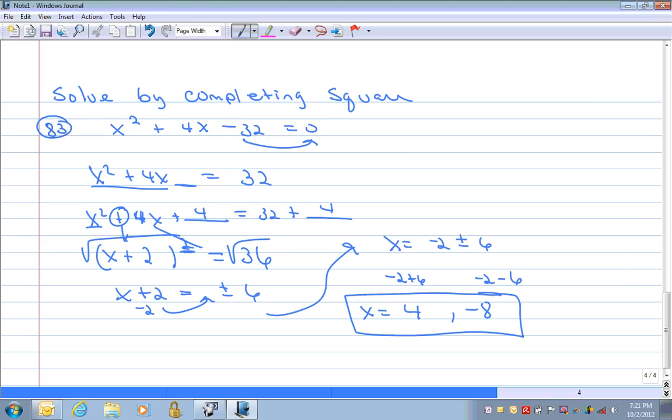All right, we're going to do one more completing the square. This is a little more difficult because it has a coefficient. You really need to focus on this in class tomorrow. Ask me for help if you don't quite understand it all or remember it from last year. This is number 87.